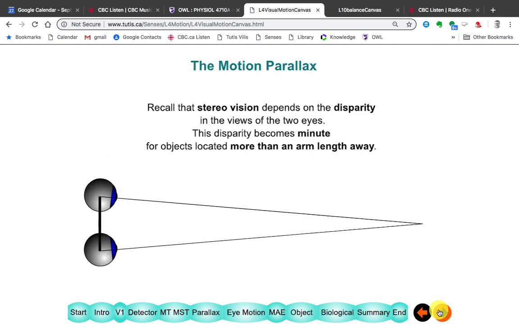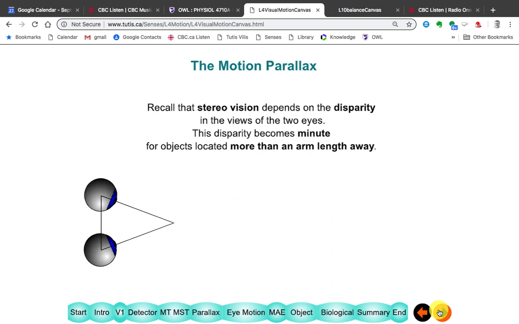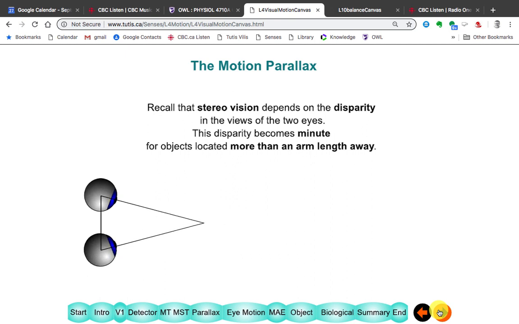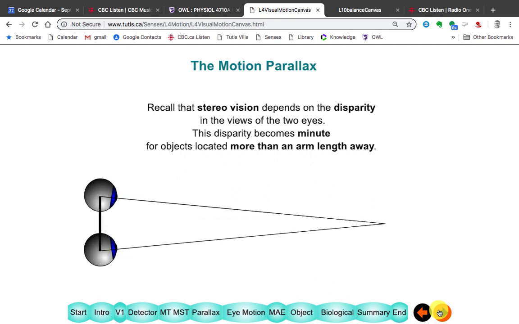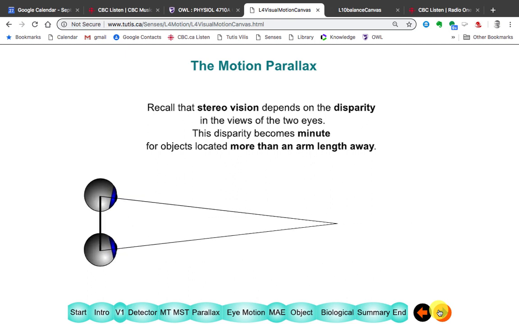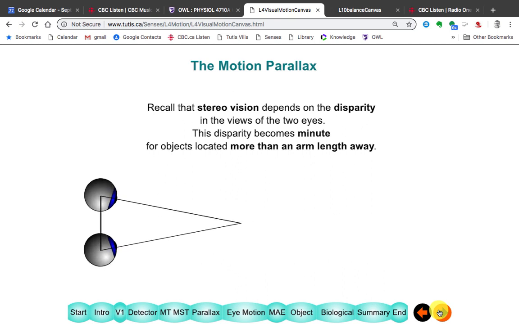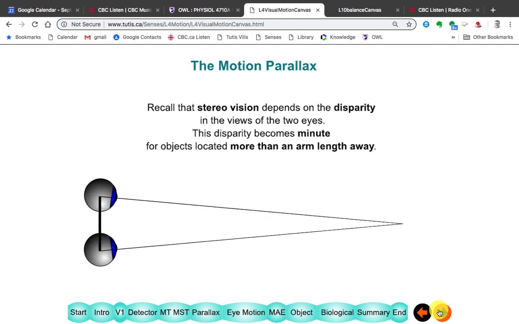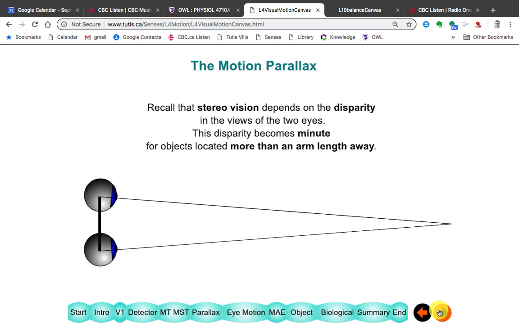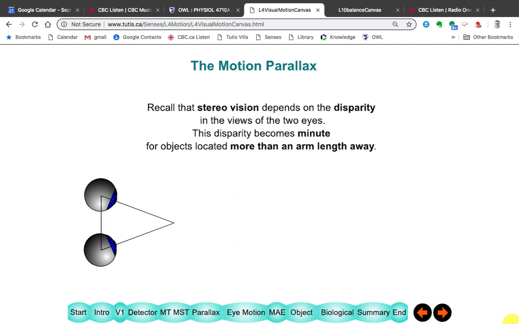Okay, let's talk about motion parallax. Now, we talked about, I think it was in the first lecture or the second lecture, disparity between the two eyes. Okay? Well, the disparity between the two eyes is very accurate for things up to about an arm length away. When you get more than an arm length away, it's hard to measure the difference between the two eyes. The difference becomes very, very small. So then you start using other patterns.